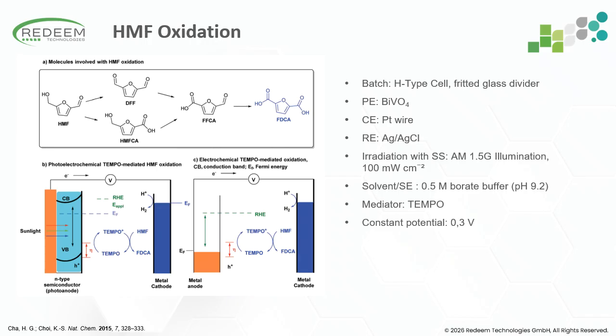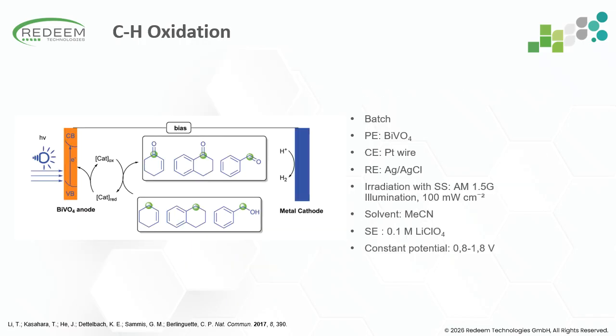conventional batch cell configurations. This next example pushes the chemistry even further by targeting direct C-H oxidation, which is one of the more challenging transformations in organic synthesis. And despite the increased chemical complexity, the experiments are still performed in conventional batch photoelectrochemical cells. So the setup again is a bismuth vanadate electrode, platinum counter electrode, silver chloride reference electrode, simulated sunlight, and acetonitrile with lithium perchlorate as the supporting electrolyte.